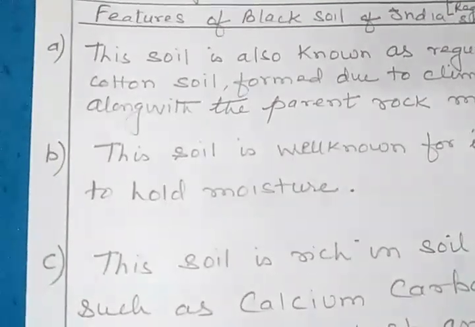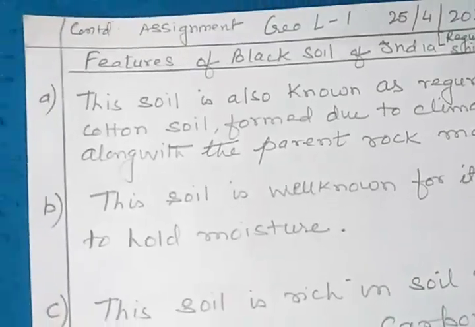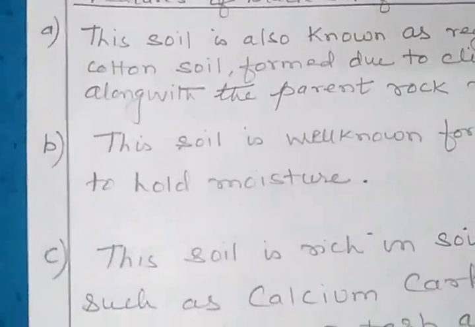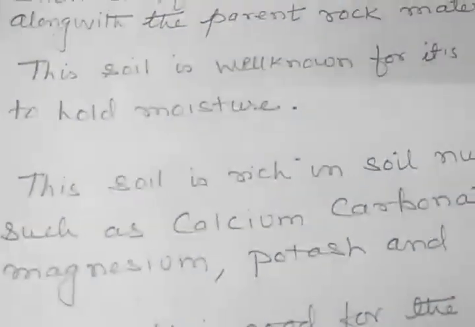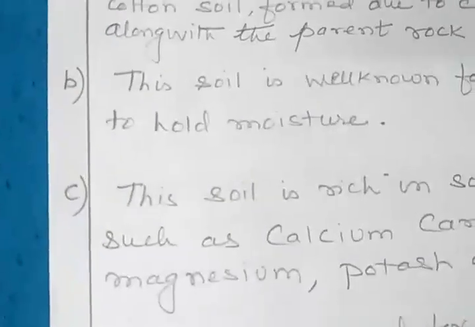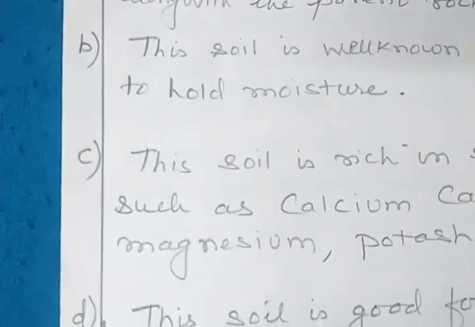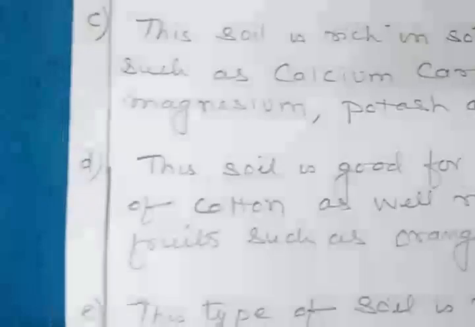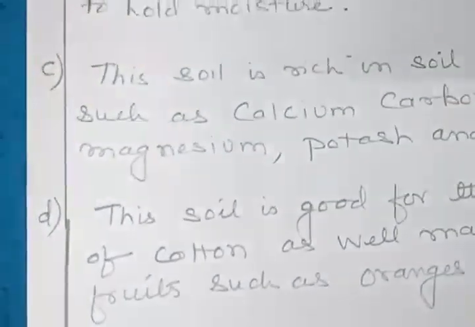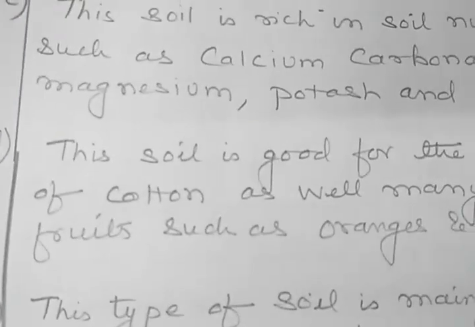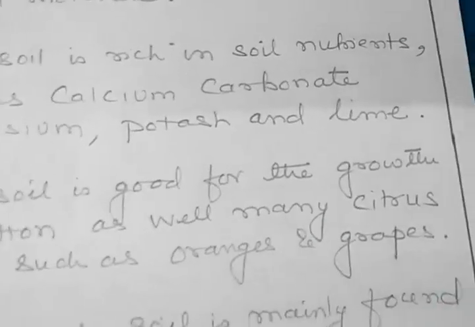This soil is well known for its capacity to hold moisture. This soil is rich in soil nutrients such as calcium carbonate, magnesium, potash, and lime. This soil is good for the growth of cotton as well as many citrus fruits such as oranges and grapes.